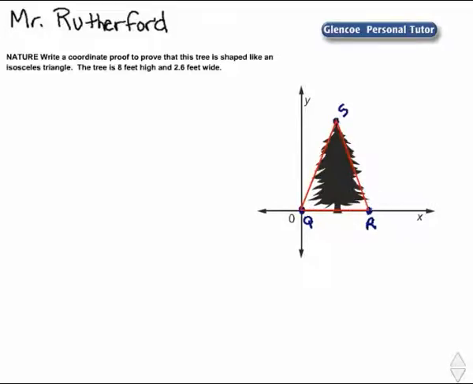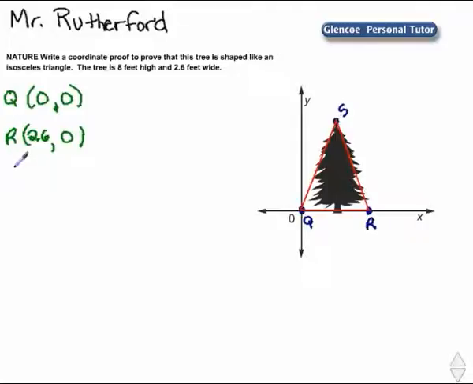So we know that the point Q is at the origin, so this will be 0, 0. Next, let's find point R. We're told that the tree is 2.6 feet wide, so this means our x-coordinate will be 2.6, and we have a y-coordinate of 0, because our point R lies on the x-axis.